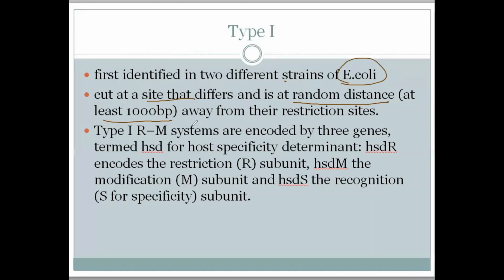Now, this type 1 restriction enzyme is encoded by 3 genes. We call it HSD, that is host specificity determinant. If it has R, it encodes for restriction. If it has a subunit of M, it encodes for modification. And if it has a subunit of S, it encodes for specificity. Okay, that's how it works.